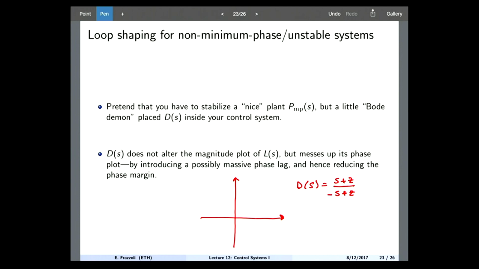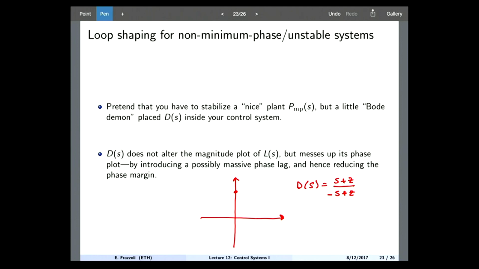Let me write it as this, okay? Okay. What is this transfer function? What is the magnitude of this transfer function? So what is the magnitude of D of s, for s equal to j omega, right?